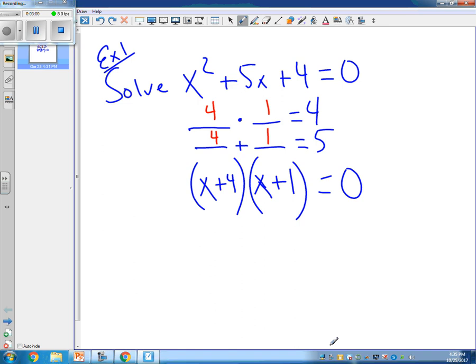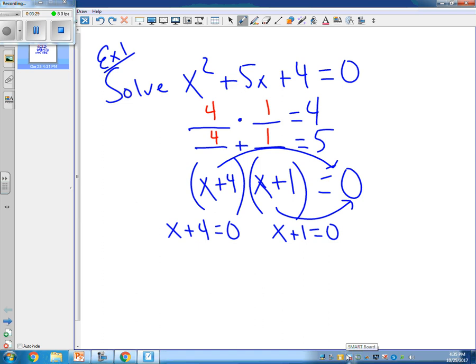The next step is to set each factor equal to 0. We're going to set this x plus 4 equal to 0 and solve it. And now we're going to set the other factor, x plus 1, equal to 0, and solve it.